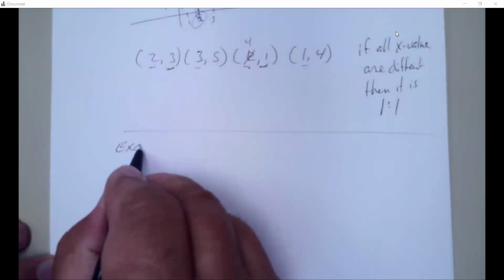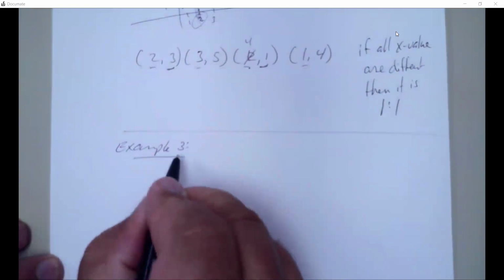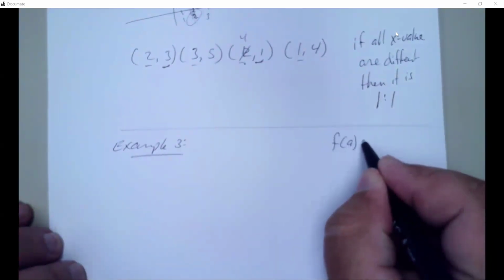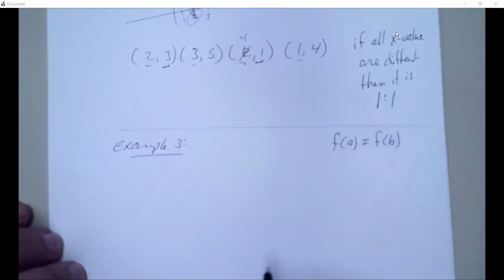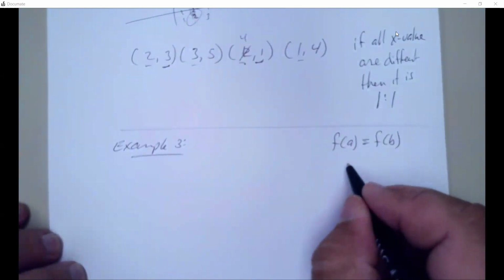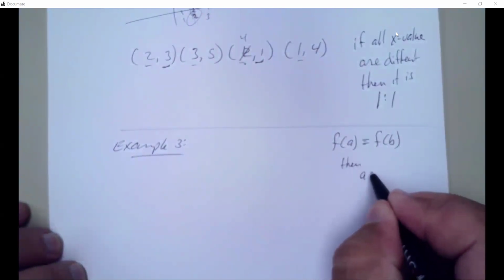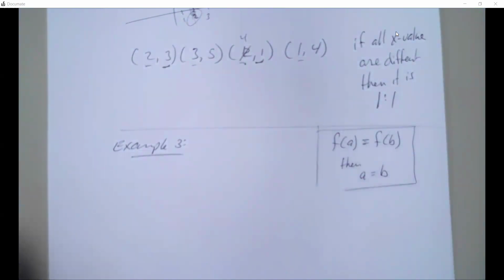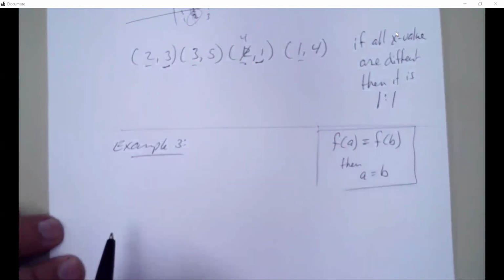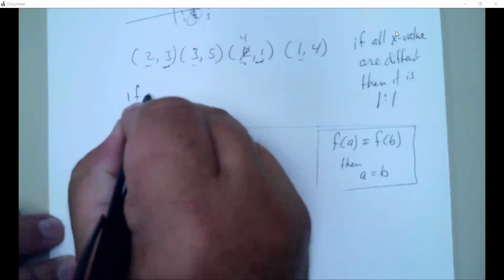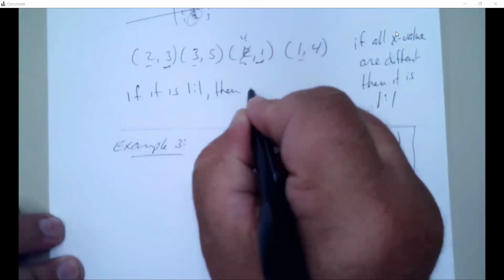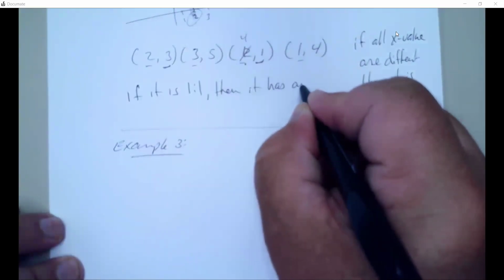Example 3. Also, if I have a function and if f of a equals f of b, the only way this is true is if a equals b. That's what that's saying. So if it is 1-to-1, then it has an inverse.